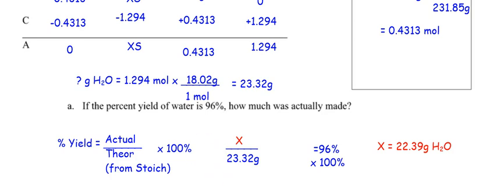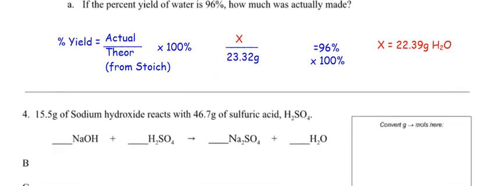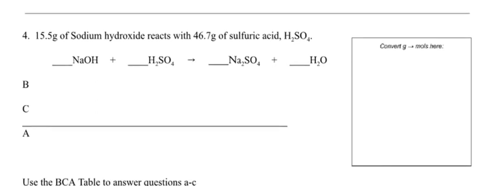Okay. Last but not least. Okay, here we go. I have 15 grams of sodium hydroxide reacts with 46.7 grams of sulfuric acid. Well, what's the first thing I should do? Of course, is balance. I hope you did too. I saved my oxygens for the last because I have 4 oxygens here. And notice I have 1, 2, 3 hydrogens. That was my second last.